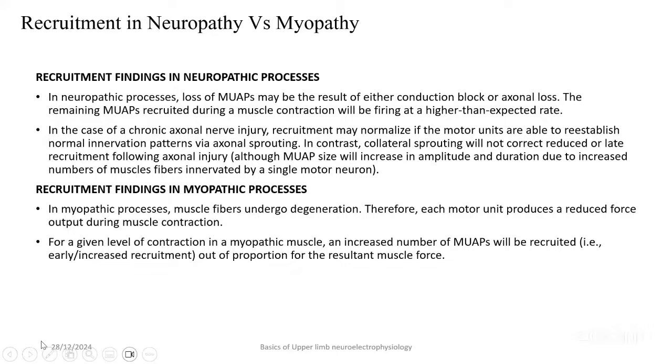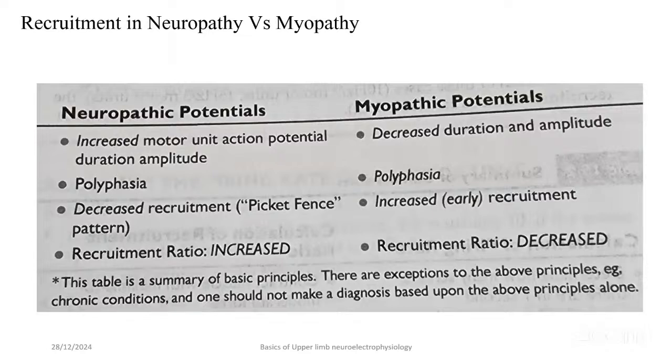The MUAP size will increase in amplitude and duration due to the increased number of muscle fibers. In myopathic processes, muscle fibers undergo degeneration. Therefore, each motor unit produces reduced force output during the muscle contraction, so short amplitude and a complete interference pattern. If you are able to differentiate neuropathic and myopathic potentials at the end of the EMG, that's very good. In neuropathic: increased motor unit action potential duration and amplitude, polyphasia, decreased recruitment or picket fence pattern, recruitment ratio increased. In myopathic: decreased duration, amplitude, polyphasia, increased recruitment, recruitment ratio decreased.